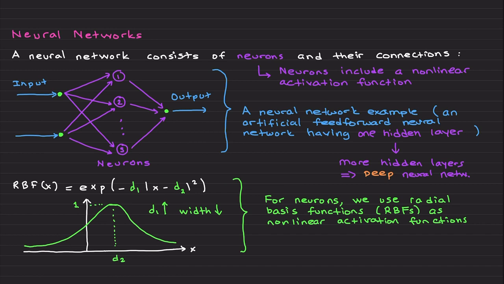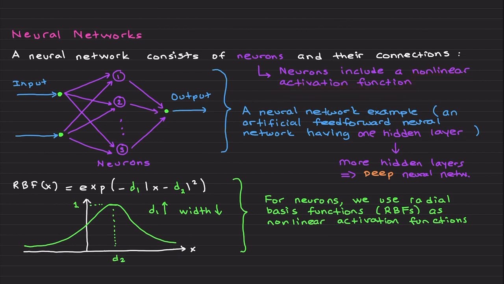For those who don't know, this is kind of an introduction to neural networks. Basically, a neural network consists of neurons and their connections. Here is a picture. You provide some inputs to the neural network. In this case, we have S number of neurons, 1, 2, and S, and the neural network will produce an output. And here neurons are nothing but units that include a nonlinear activation function. I'm going to talk about that.